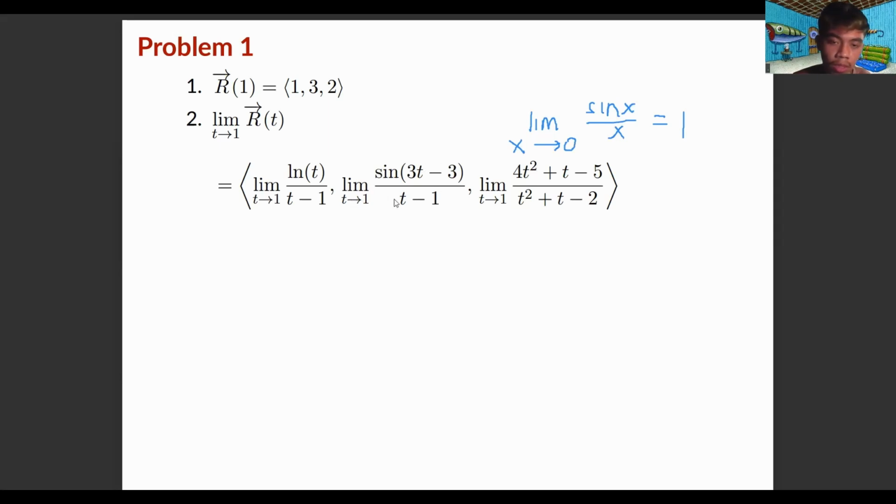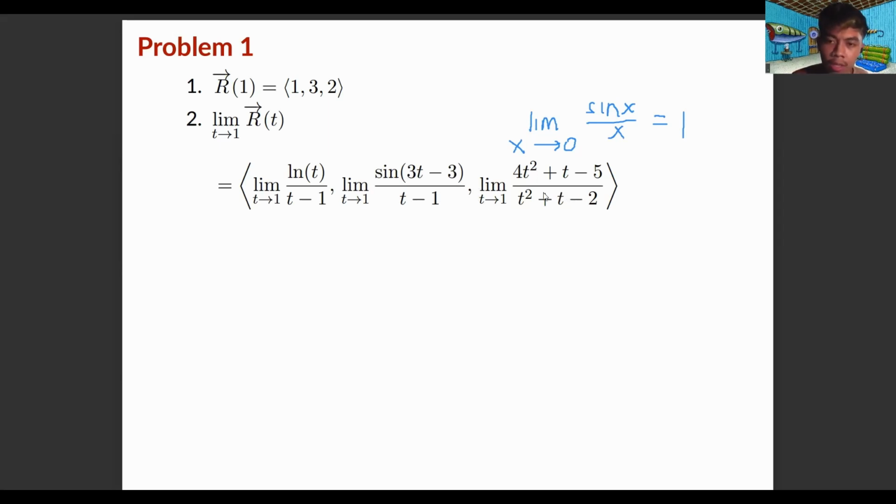So for this one, t is approaching to 1. And when we substitute 1 to the input of sine and then to the denominator, equal naman siya sa 0. So that's all right. So what we can do is to multiply na lang 3 over 3 para maging equal yung denominator sa input ng sine.